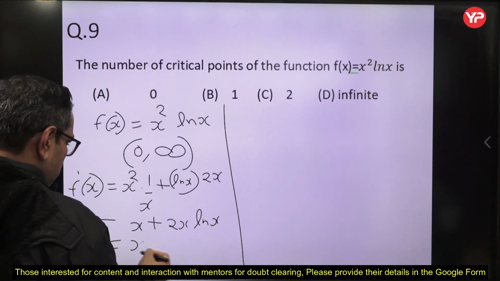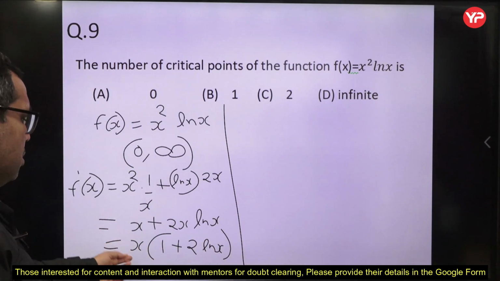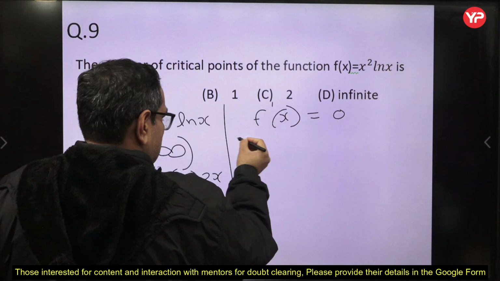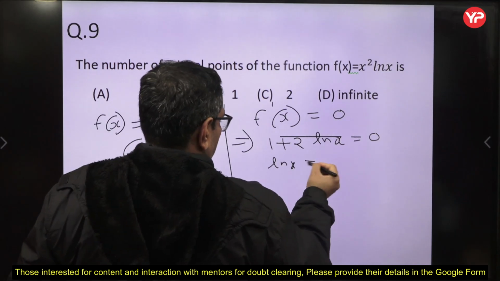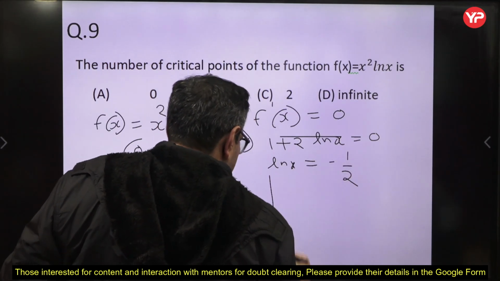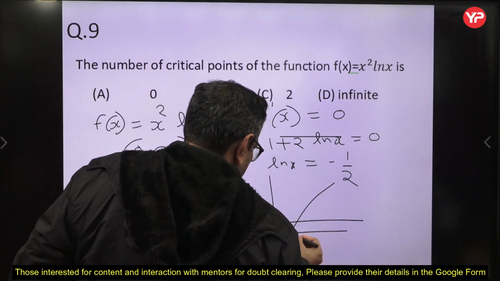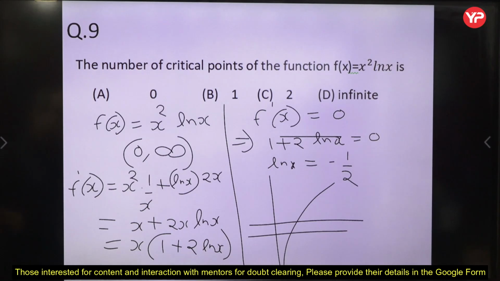Let us take x common, so we get x times (1 plus 2 ln x). Now x is positive, x is not 0, so f dash x equal to 0 gives us 1 plus 2 ln x equal to 0, which is ln x equal to minus 1 upon 2. So from the graph of ln x we can observe that ln x is minus 1 upon 2 at only one point. Okay, so this is the only critical point. So the number of critical points is 1 only. Okay, B will be the answer, because the derivative will be 0 at only one point, where ln x is minus 1 upon 2, right.